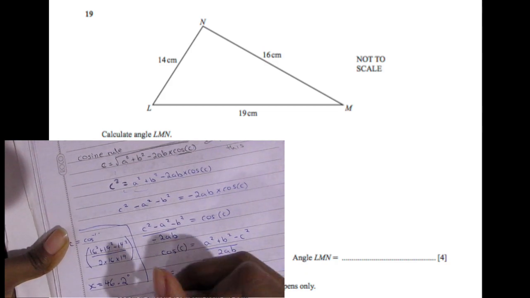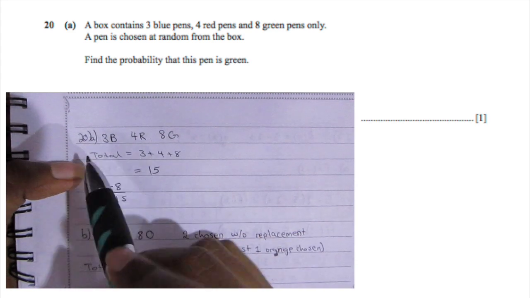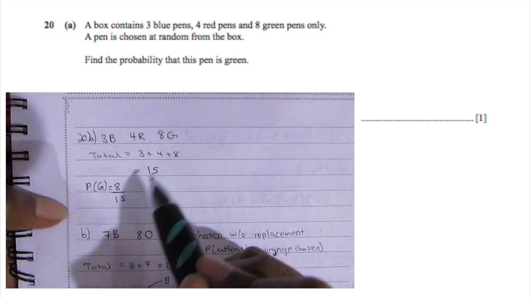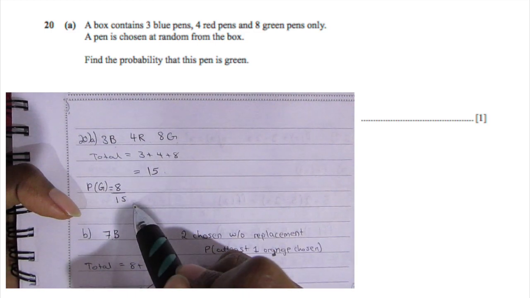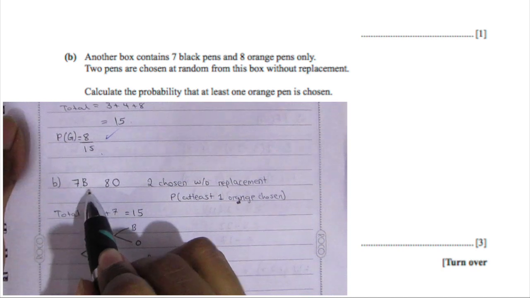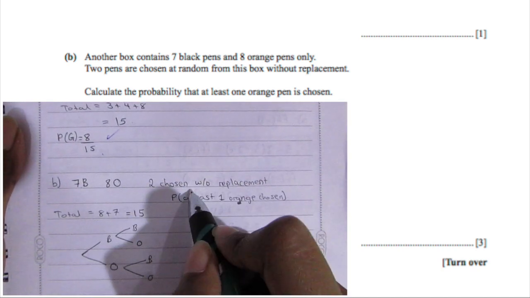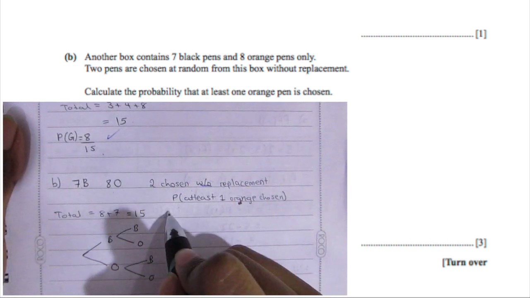Okay, so question 20. A box contains 3 blue pens, 4 red pens, and 8 green pens. A pen is chosen at random from the box, and we find the probability that this pen is green. So we find the total, which is 15, then 8 over 15, that's it. That's just the probability of getting a green pen, because there's 8 out of the 15.